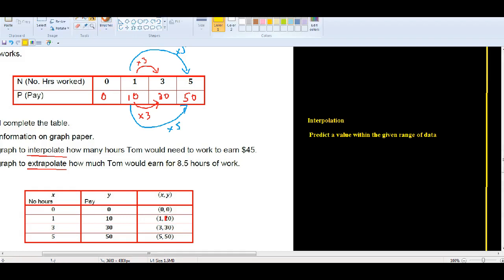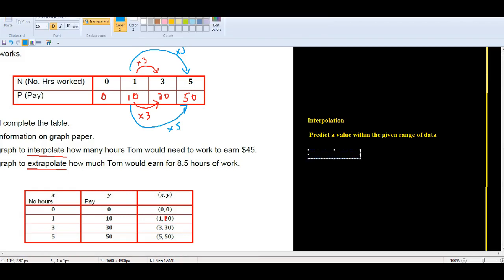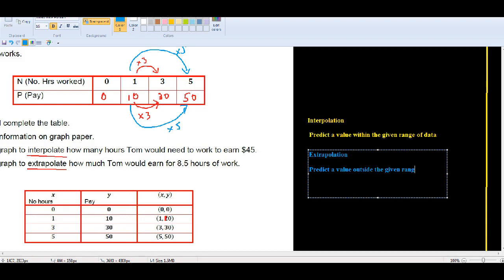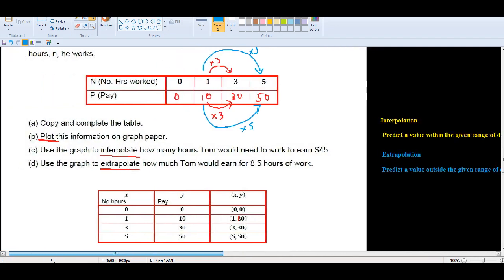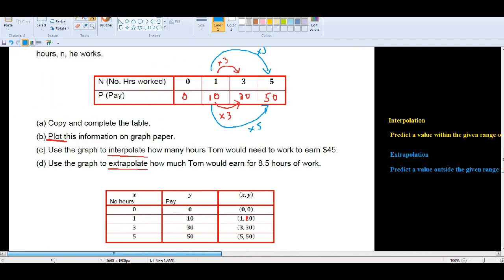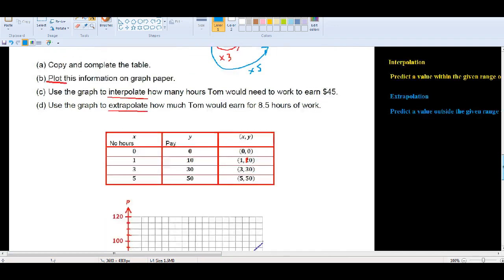And how about extrapolation? So extrapolation is about predicting the value outside the given range of data. One's within, the other is outside. Okay, so these are two different ways to predict a value from the given data, right?